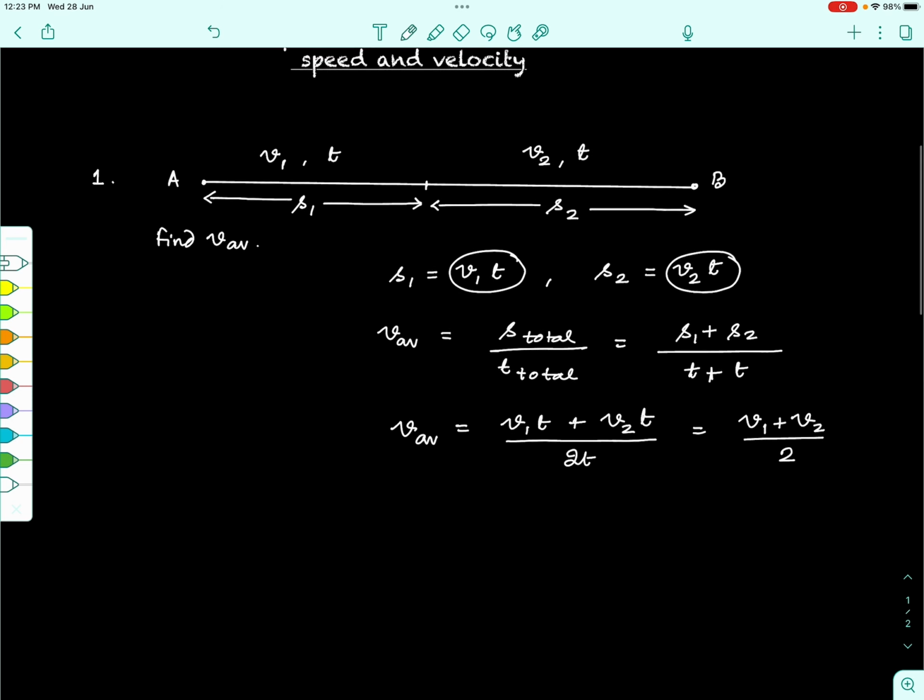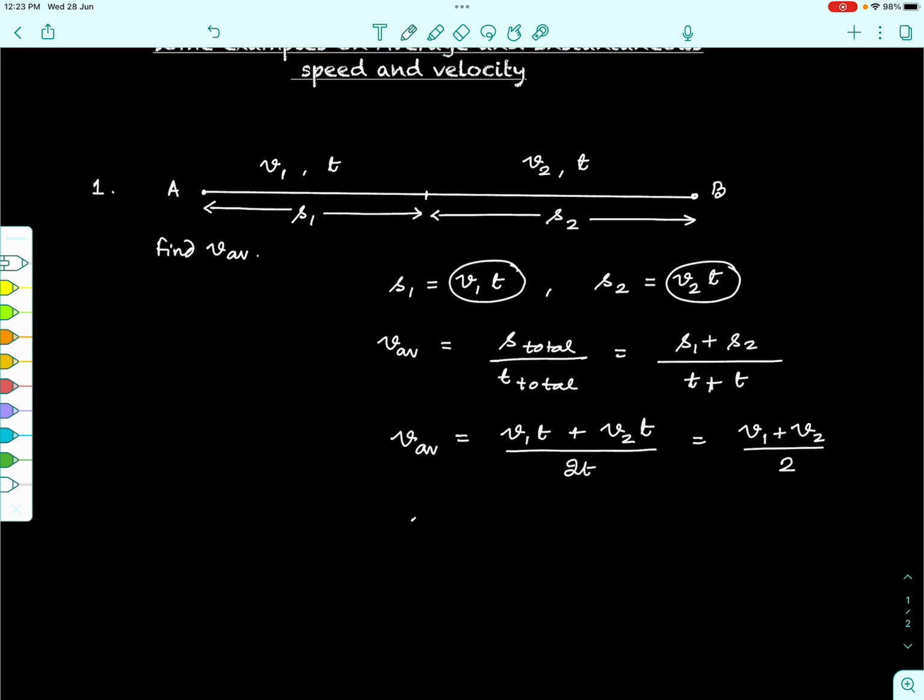So what we see here is that in case a certain distance is travelled with two different speeds but for the same intervals of time, the average speed comes out to be the average value, the mean of the two velocities. It's v1 plus v2 by 2 that we are getting as a result. We can remember this expression as a result and we can use it directly in questions wherever we have the same situation.